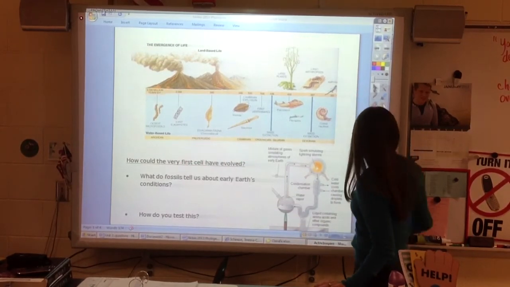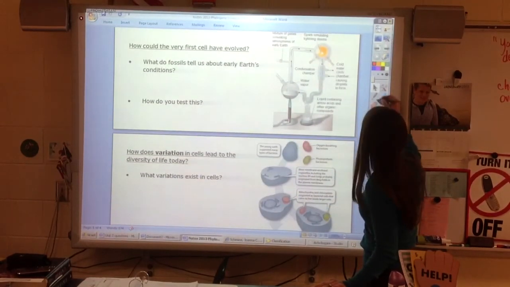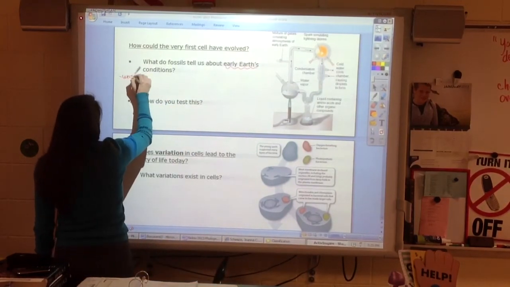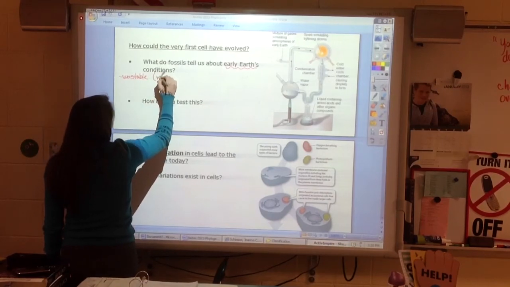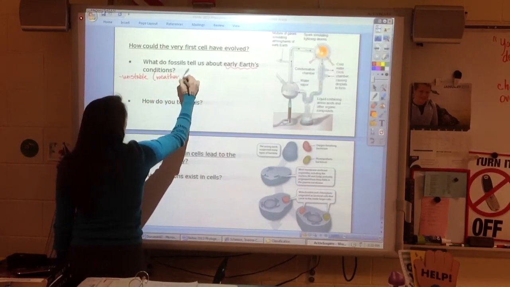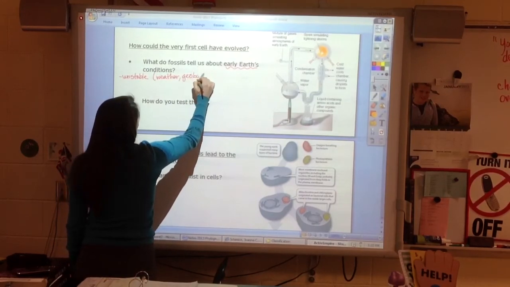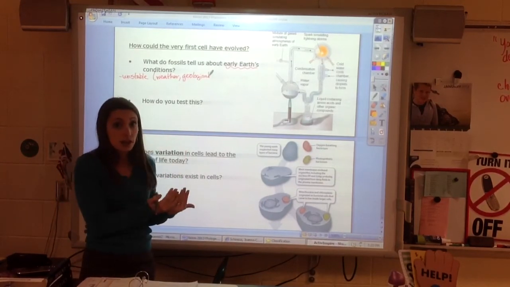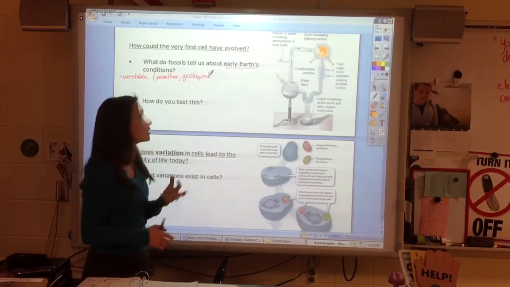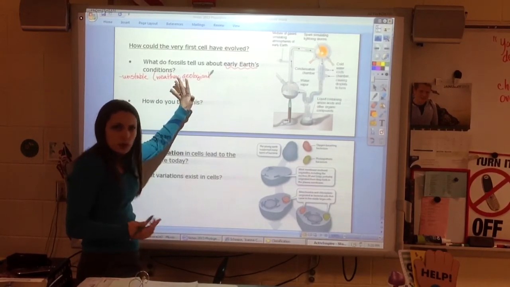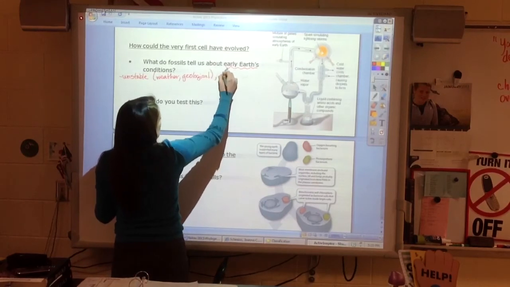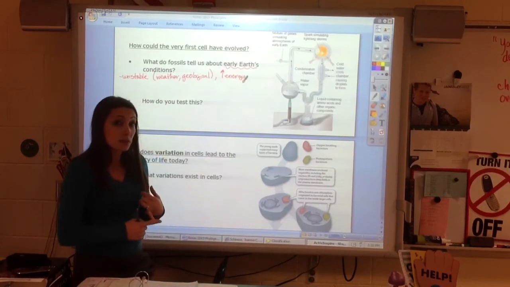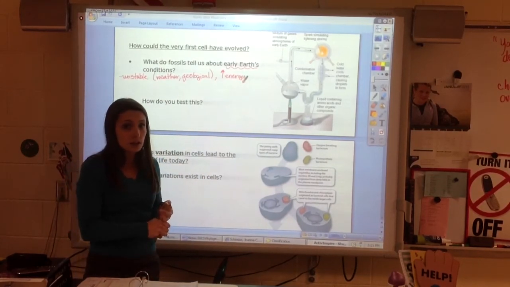So there are a few things we need to know about the conditions of early Earth. Early Earth was very unstable. We had unstable weather. We had unstable geological conditions, meaning we had lots of earthquakes, right? We had those shifting plate tectonics. We had lots of earthquakes. We had lots of volcanoes. So very unstable. But this is also representative of very high amounts of energy. So lots of energy coming from the sun, lots of energy coming from the plate tectonics.